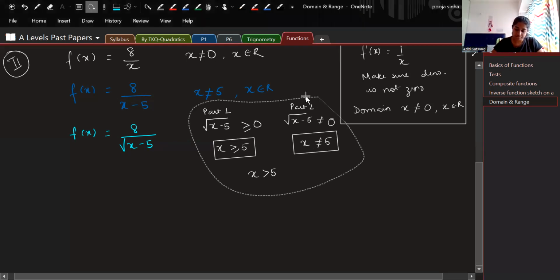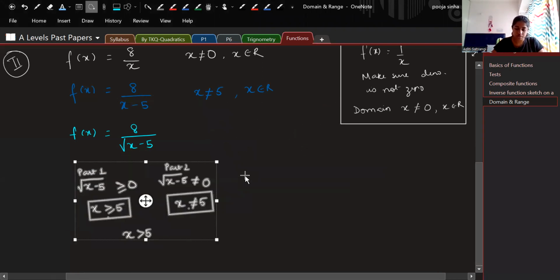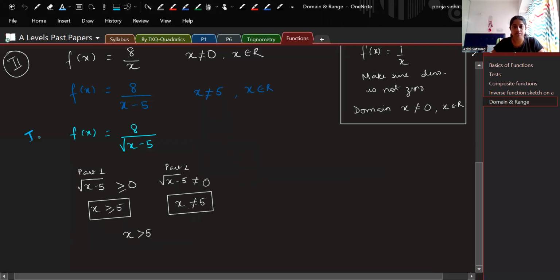Why are we solving it in two parts? Because there are two conditions here. What are the two conditions? Part 1 and part 2: there is a reciprocal function here, and there is an under root function also here. So this is an important question for you. I hope you have understood this well now. This is important, where we combine both of them.